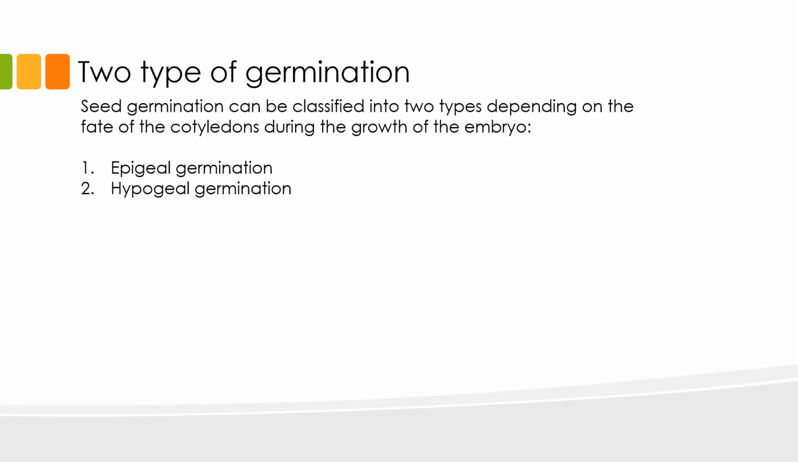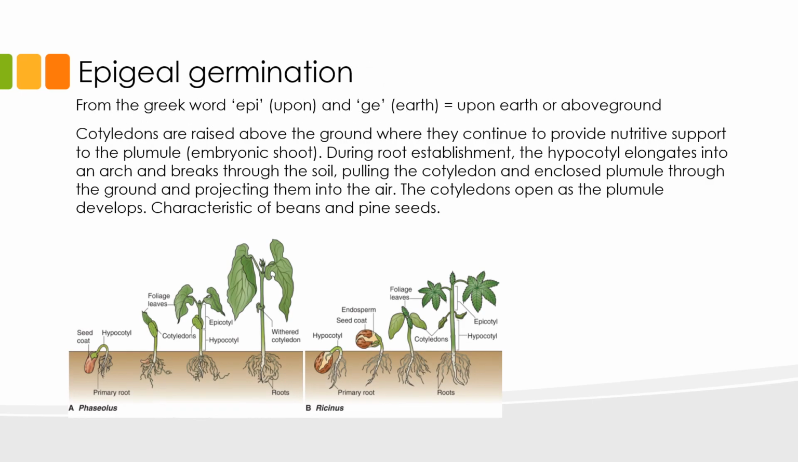Depending on what happens to the cotyledons during embryo growth, seed germination can be classified into two types. The first type is epigeal germination, and the second type is known as hypogeal germination. Let us first describe what an epigeal germination is.